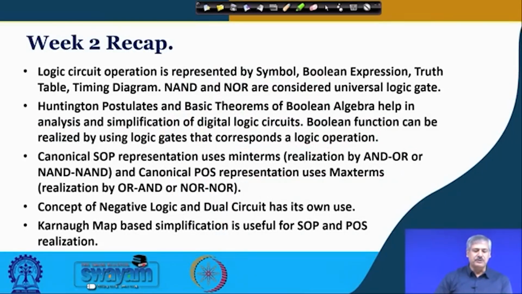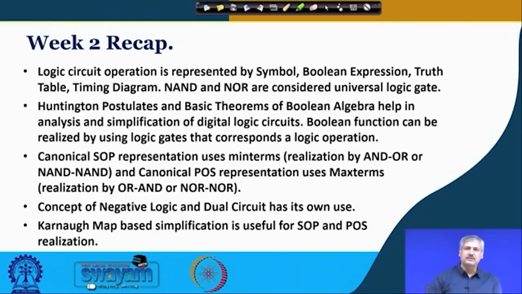Very quickly, in week 2 we have seen that logic circuit operation can be represented by an equivalent symbol, a Boolean expression like if it is an AND circuit, then Y is equal to A B, truth table, the different combinations of the input generating a specific output, and also through timing diagram. So, different kinds of timing input combinations of the digital waveform, high and low will come, and accordingly output will be generated. And we also saw that NAND and NOR can be considered as universal gates for different kinds of logic circuit generation.